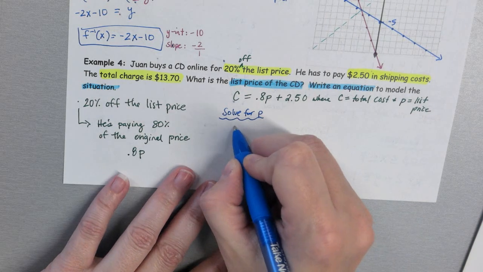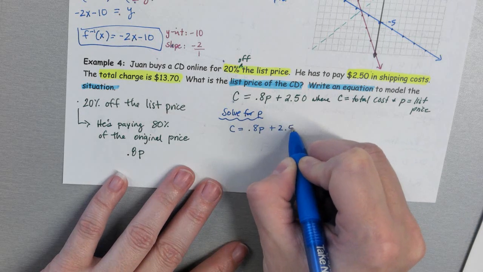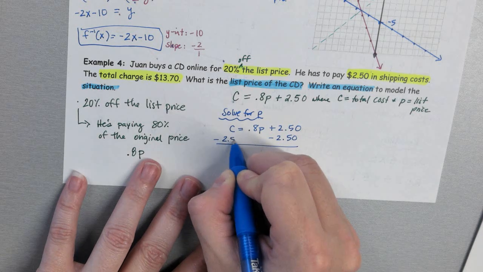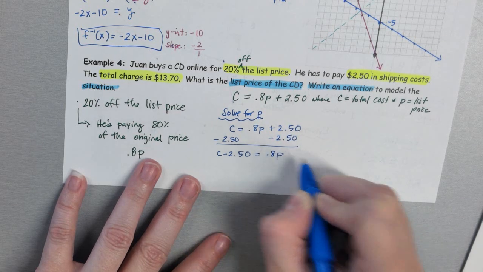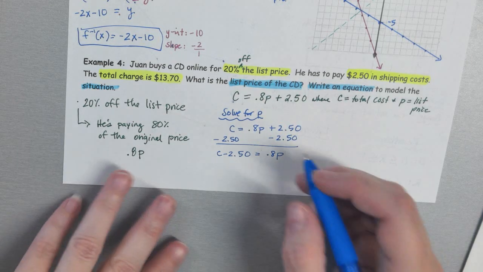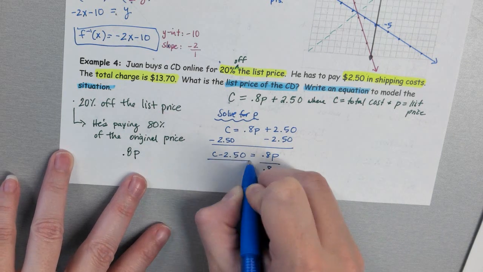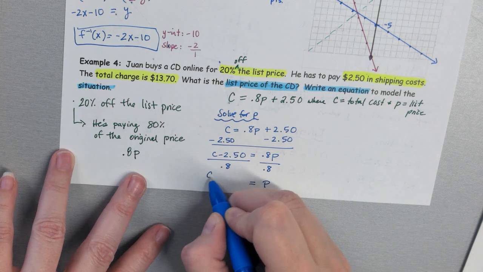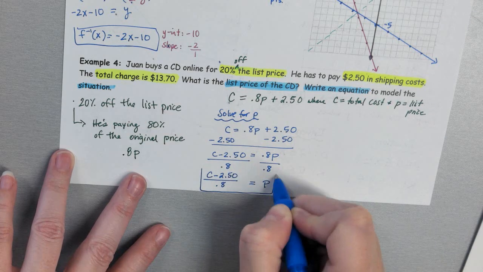When you are solving with the story problems, you do not have to switch the placement of the variables. You are just solving for the other variable. So we're just going to get the variable P by itself. And for the story problems, you don't necessarily have to get that in linear form. So we can leave this as the price P is equal to the total cost minus 2.50 divided by 0.8.